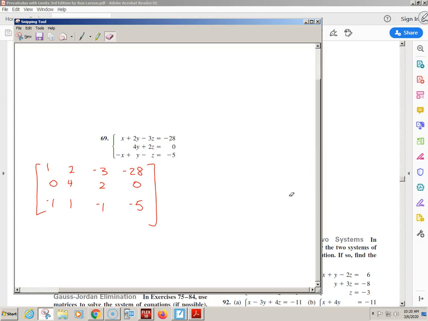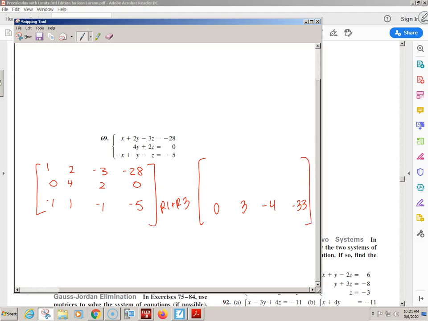No, that's not going to help. I'm just going to get rid of it. So I can do R1 plus R3, right? Yeah, don't go for that until you finish this. So then 1 minus 1 is 0, good. 1 plus negative 1, 2 plus 1, negative 3 plus negative 1, negative 28 plus negative 5.